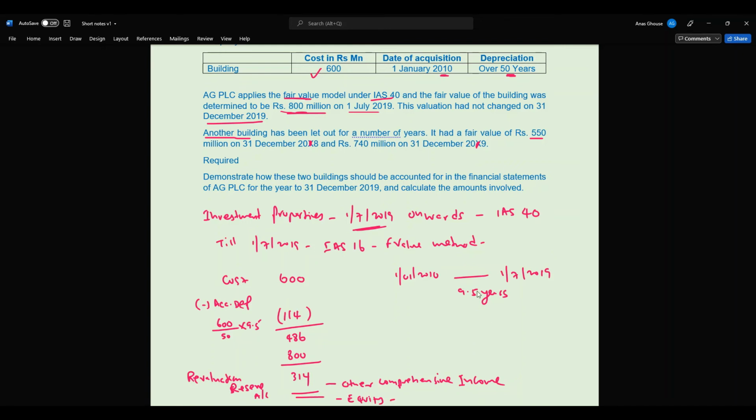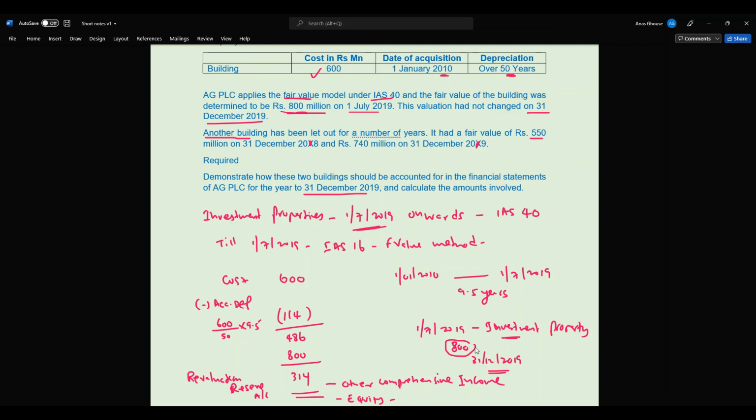Then this 800 million on 1st July 2019 will be transferred to investment property. Investment property 800 million. On 31st December 2019, since this valuation had not changed, this 800 million will be shown as investment property.